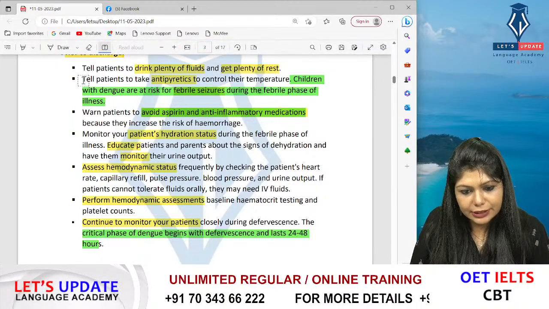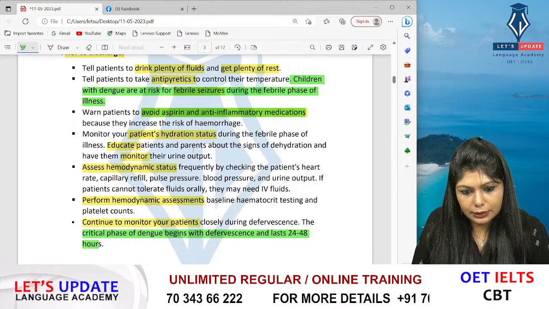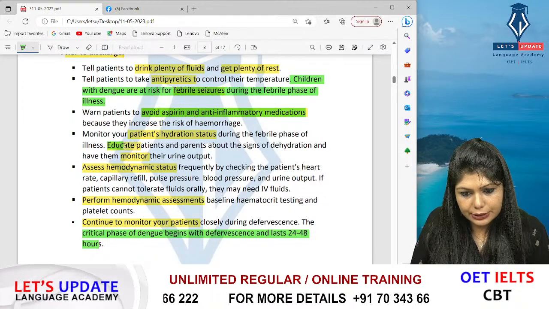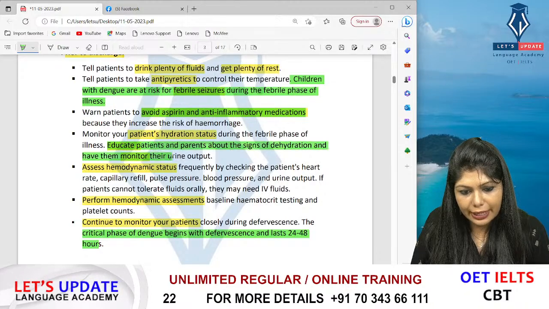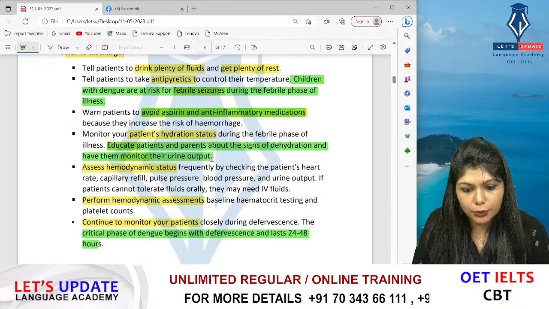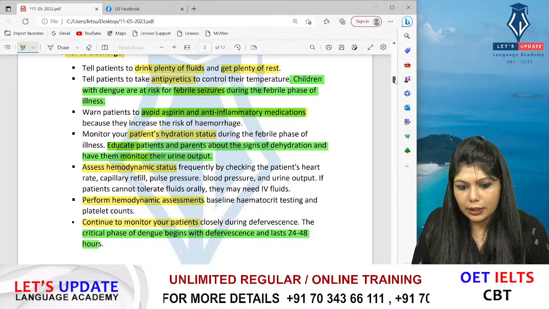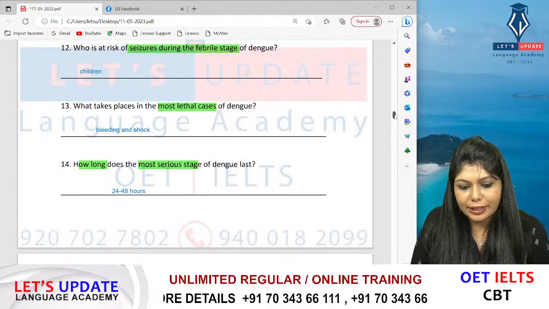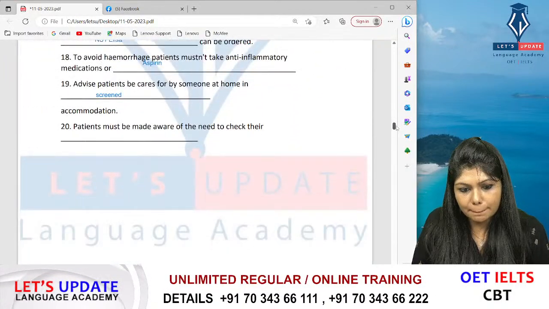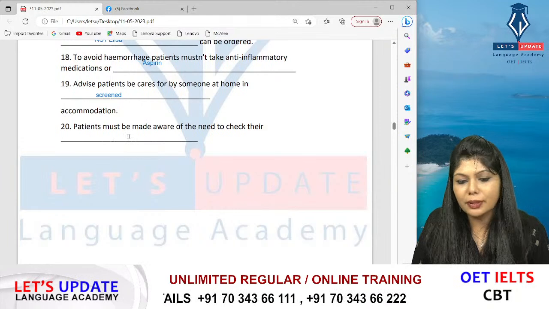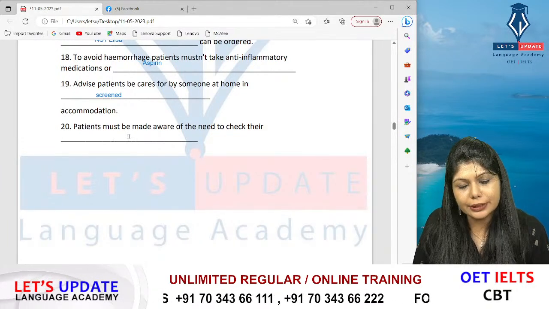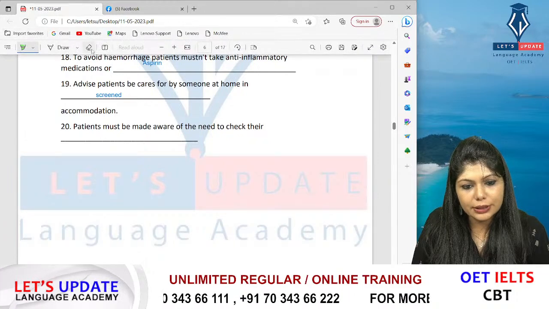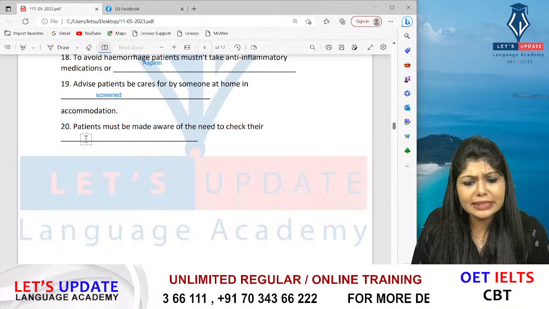Okay, so the correct answer for this question would be this sentence. Okay, educate patient parents about the signs of dehydration and have them monitor their urine output. This is the correct answer. So instead of check, they have mentioned monitor. That is the only difference. And instead of made aware, they have mentioned educate. These are synonyms that they have replaced with easy synonyms.